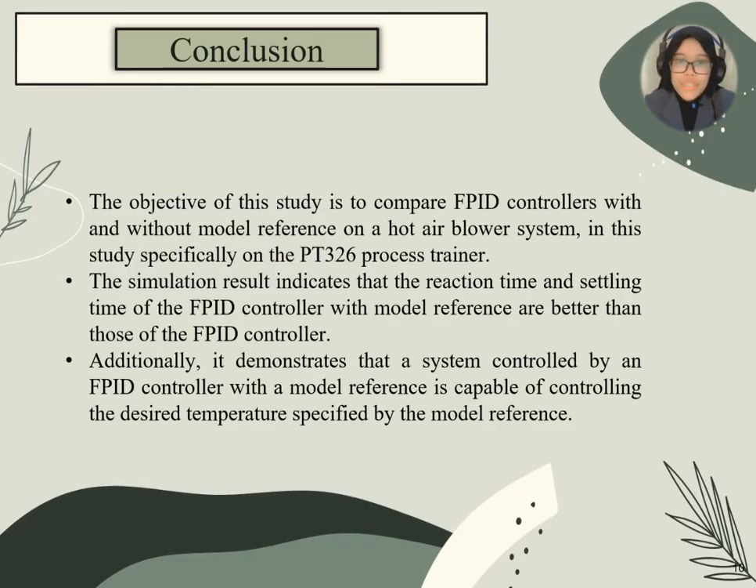In conclusion, the objective of this study is to compare FPID controllers with and without model reference on a hot air blower system. In this study, specifically on the PT326 process trainer, the simulation results indicate that the rise time and settling time of the FPID controller with model reference are better than those of the FPID controller. Additionally, it demonstrates that a system controlled by an FPID controller with a model reference is capable of controlling the desired temperature specified by the model reference.